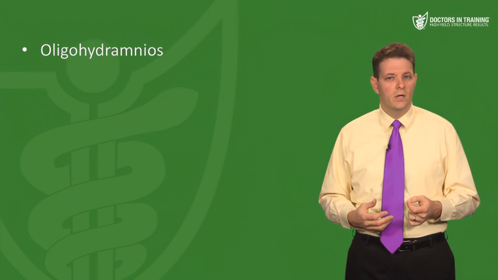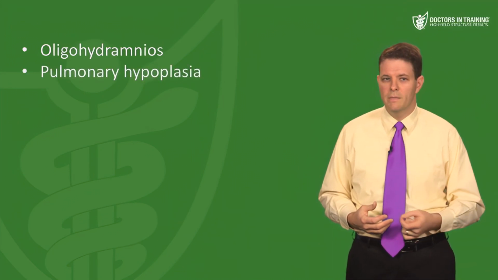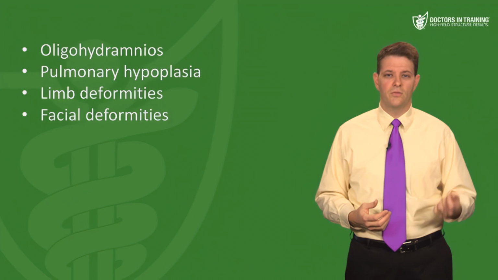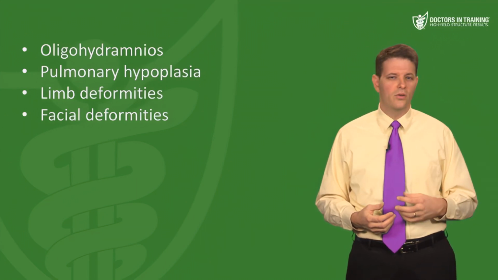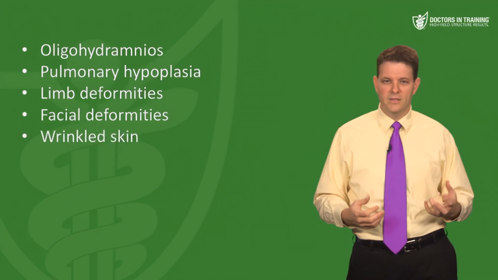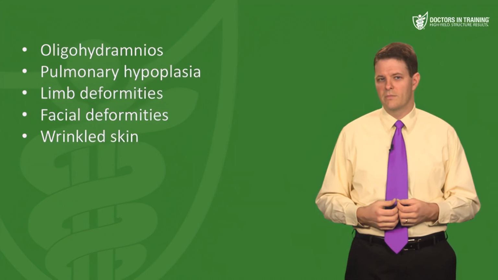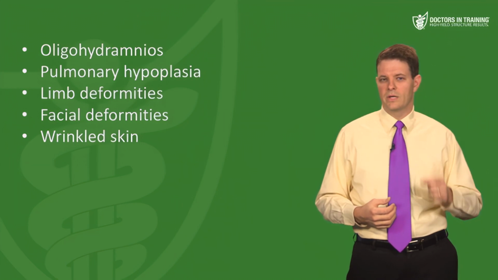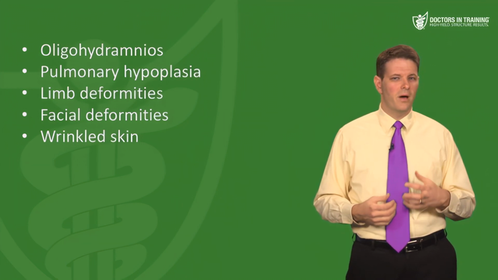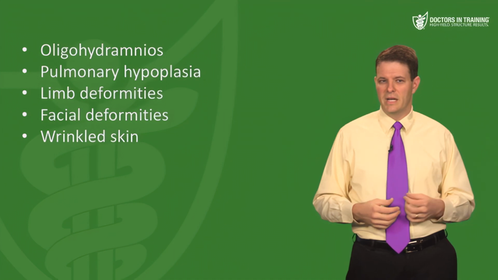Without amniotic fluid, there'll be pulmonary hypoplasia, and limb deformities, and facial deformities like a flattened face, and also wrinkled skin. Now, obviously this constellation of findings could be seen with any type of severe oligohydramnios. It's not specific to bilateral renal agenesis. And really, the term Potter sequence is kind of an outdated name.